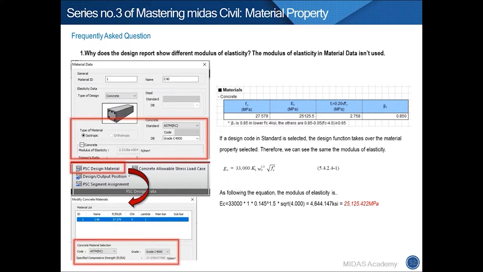Therefore, we should check each material option in the design feature if we get unexpected material in the design report. Because the design report calculates the design, we have to input the material for design, for example in the modify concrete material or other PSC design material, like this.